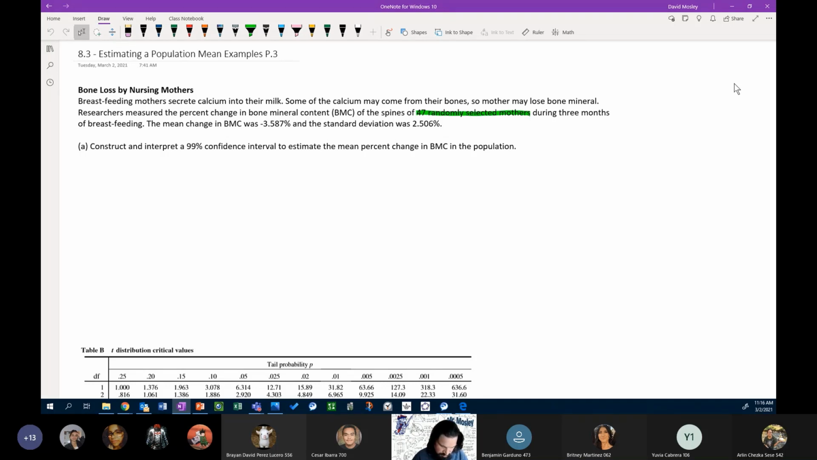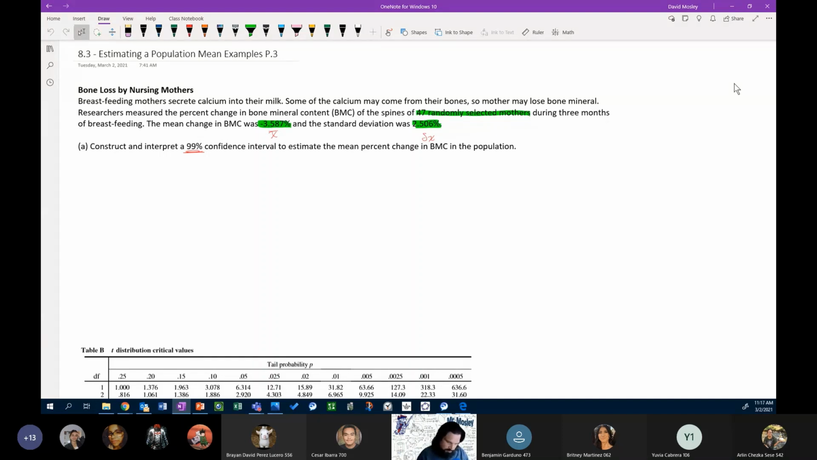And the standard deviation was 2.506%. Okay, so this was x bar, and this is our s sub x. We need to construct and interpret a 99% confidence interval to estimate the mean percent change in BMC in the population. So we're going to need that, and we're going to go through this using our 4-step process.